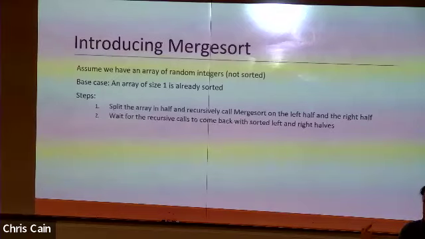So we're just going to wait for the recursion to do its thing, come back, and we'll get a sorted left half and a sorted right half. Now, there's no guarantee that the sorted left half is the first half of the array, and there's no guarantee that the sorted right half contains the latter half of the array, since the smallest element doesn't necessarily have to come in the first half of the array. It could have come in the second half of the array.